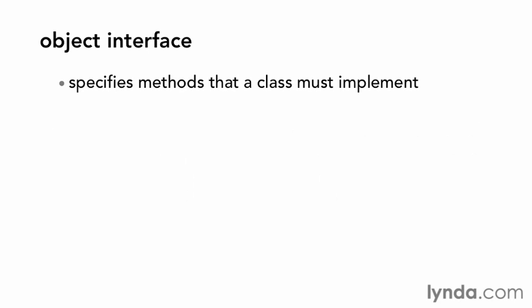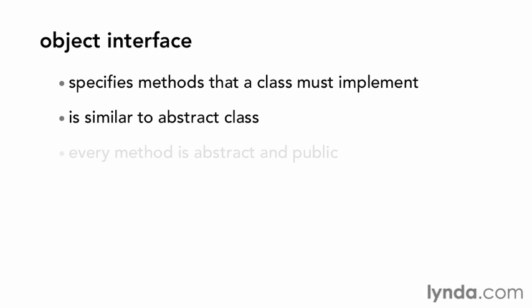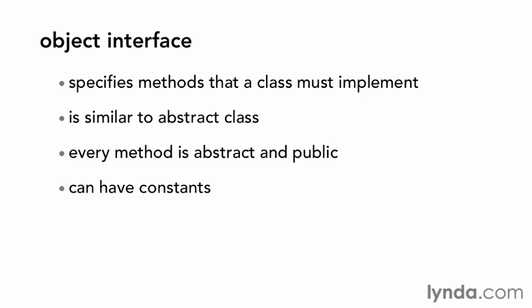An interface specifies what methods a class must implement, but doesn't say how those methods should be implemented. There are similarities to an abstract class, except that an abstract class can have both scope and methods defined. In an interface, every single method is by default abstract and public. A class can implement more than one interface at a time, as long as those interfaces don't have conflicting method names. Interfaces can also have constants, which will be available to any classes that implement it.